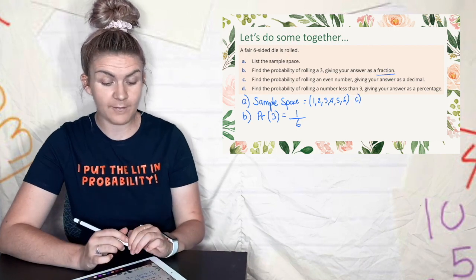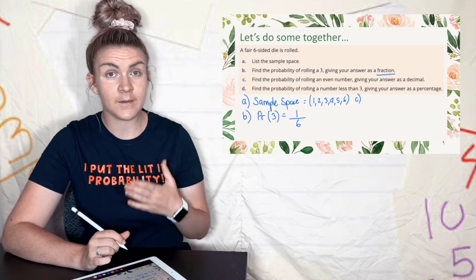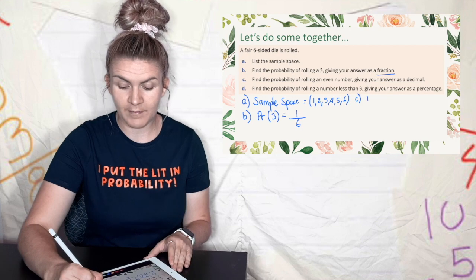C says find the probability of rolling an even number, giving your answer as a decimal. So again, I'm figuring out the probability, so I'm going to write PR.